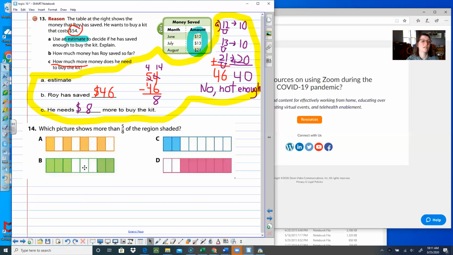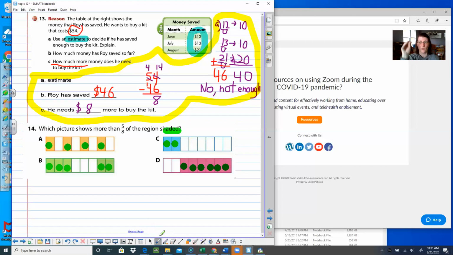So they are asking us about shaded portions. So here we have 1, 2, 3, 4. So you need to think, is 4/8 more than 5/8? Here we have 1, 2, 3, 4, 5. Is 5/8 more than 5/8? 1, 2. Is 2/8 more than 5/8? 1, 2, 3, 4, 5, 6. Is 6/8 more than 5/8?